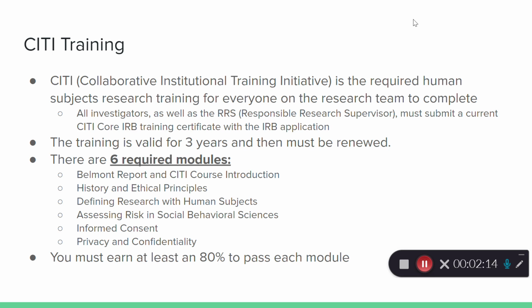Within that core IRB training certificate, there are 6 required modules. The first is the Belmont Report and CITI Course Introduction. The second is the History and Ethical Principles module. The third is Defining Research with Human Subjects. The fourth module is Assessing Risk in Social Behavioral Sciences. The fifth module is Informed Consent. And the sixth module is Privacy and Confidentiality. Keep in mind that you must earn at least an 80% to pass each module.